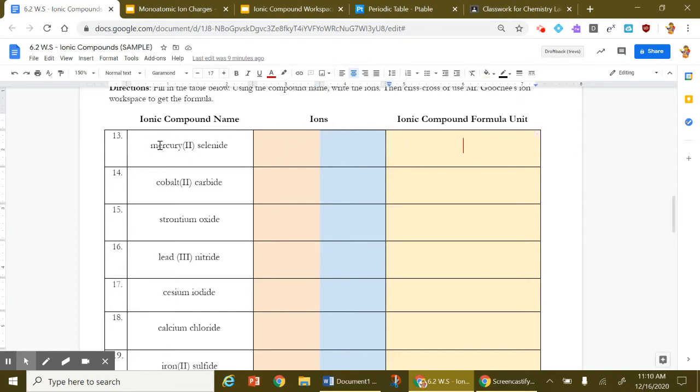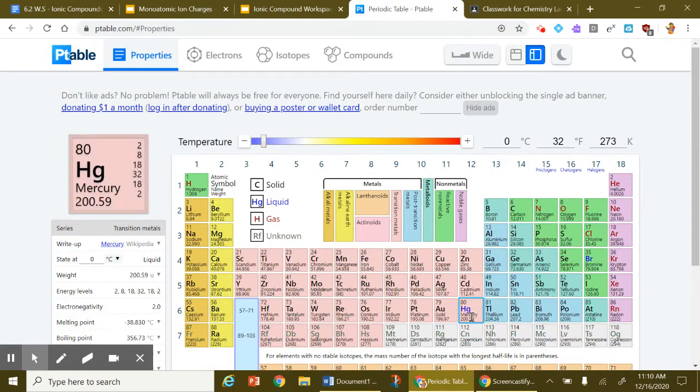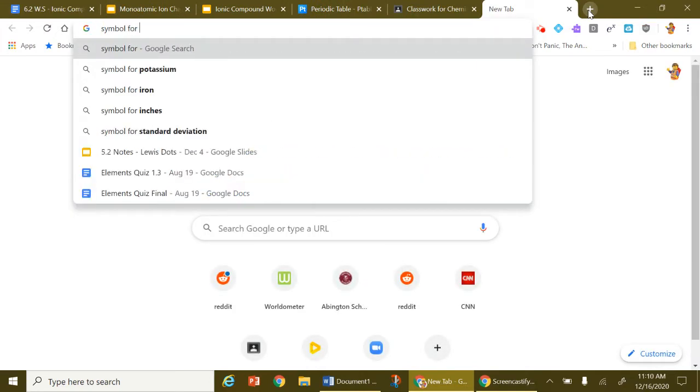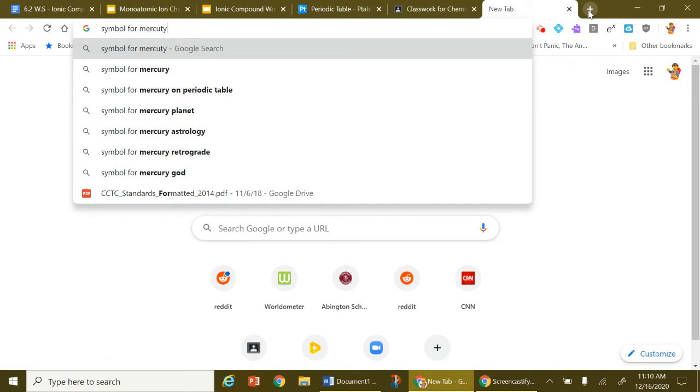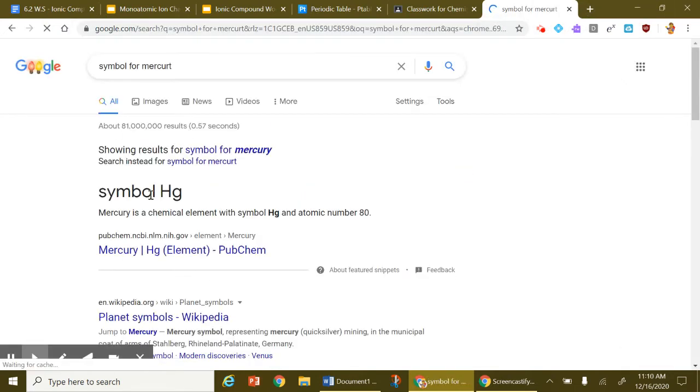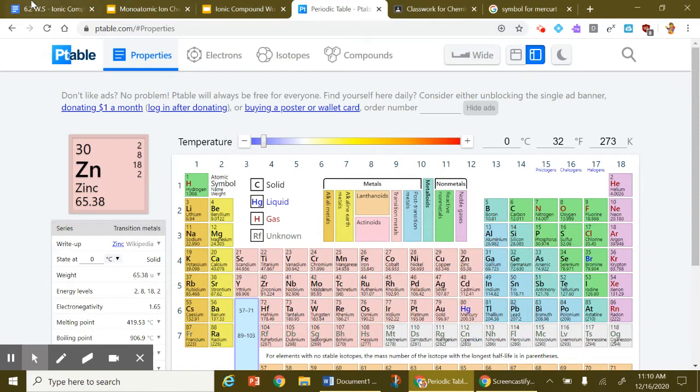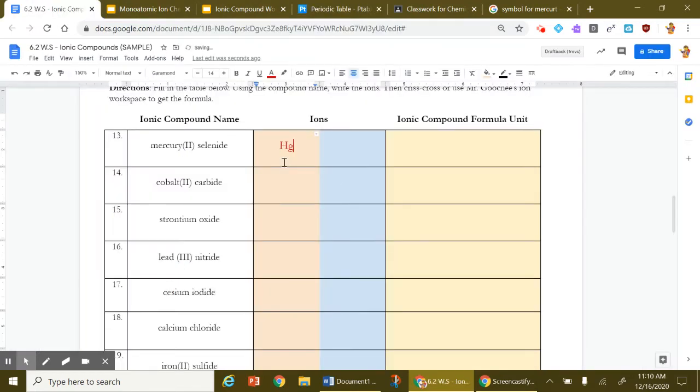So, mercury 2 selenide. I have a periodic table open here. I see that mercury is Hg. If you're having trouble finding it, you could just Google symbol for mercury. Symbol Hg. Okay, there you go. So mercury is Hg, and it's mercury 2, so it has a 2 plus charge. It makes it easier when they give you Roman numerals, because you don't have to go look up the charge. They tell it to you.